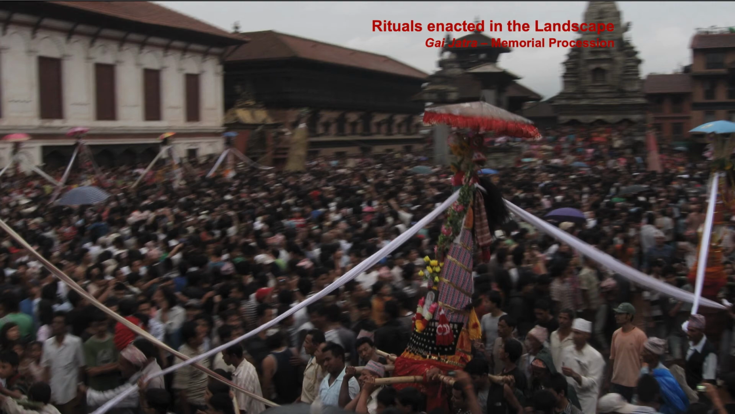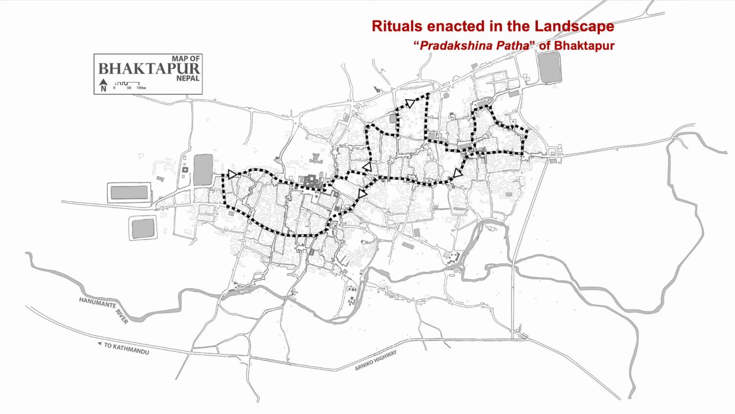When they do that, they take a particular path. So here's the palace complex here. Basically they start from here and then they go in this clockwise direction, taking this particular path. And this path is called, in the Sanskrit language, Pradakshina Patha. What it means is this is the sacred circumambulatory of the town.